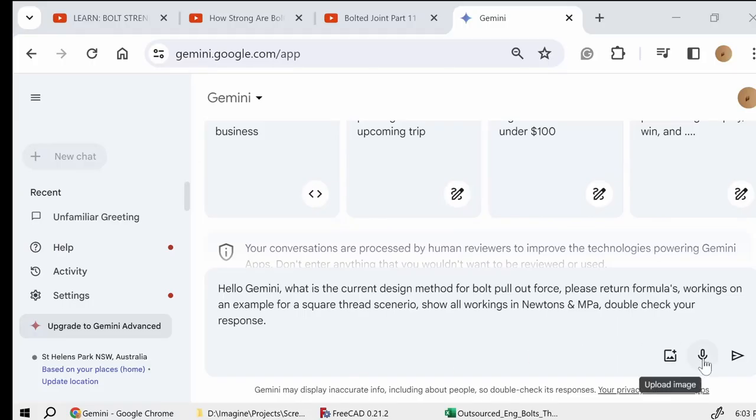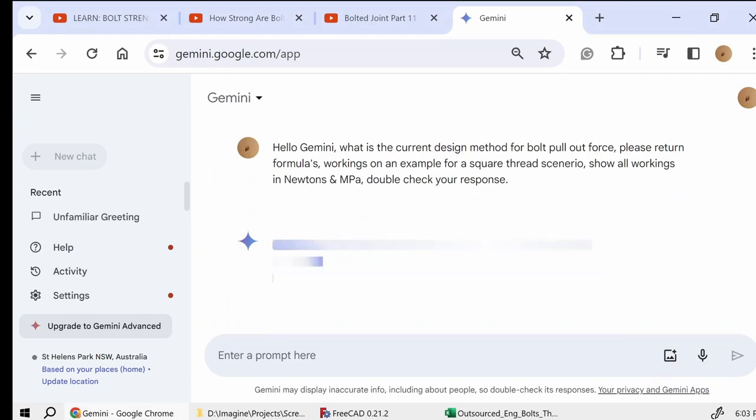Hello, Gemini. What is the current design method for pullout force? Please return formulas and workings on an example for a square thread scenario. Show all workings in newtons and megapascals and double check your response.